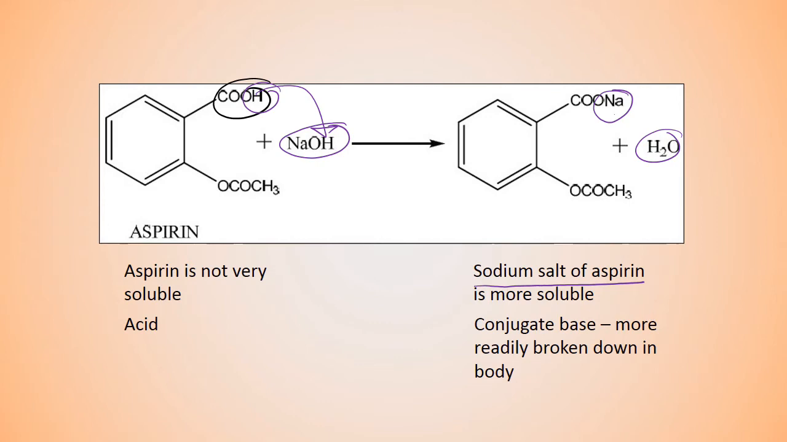And going back to acid bases, this is the conjugate base, and it becomes more readily broken down in our body because our body is more acidic. Therefore, being a conjugate base, it's going to react a little bit more, get broken down, and therefore get absorbed.